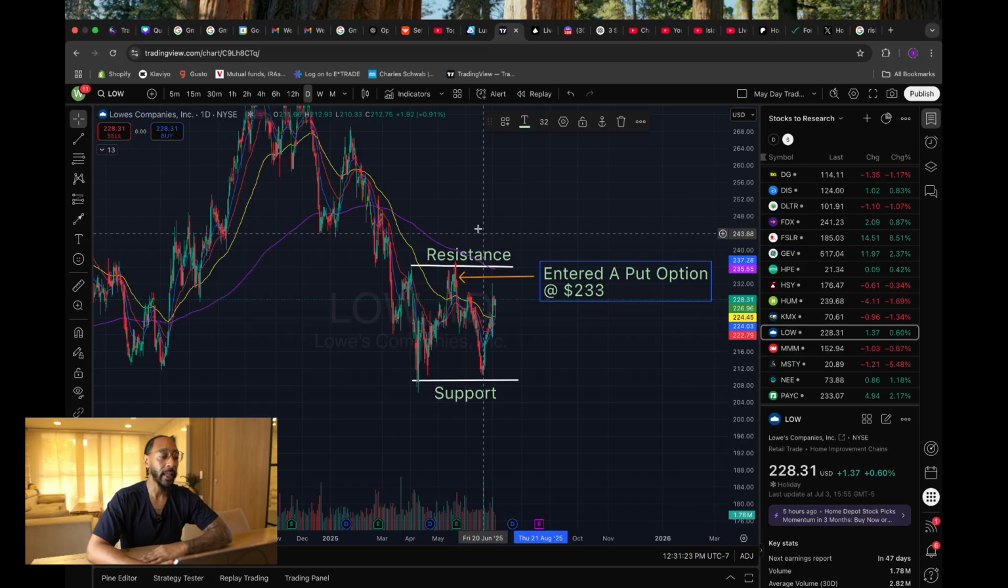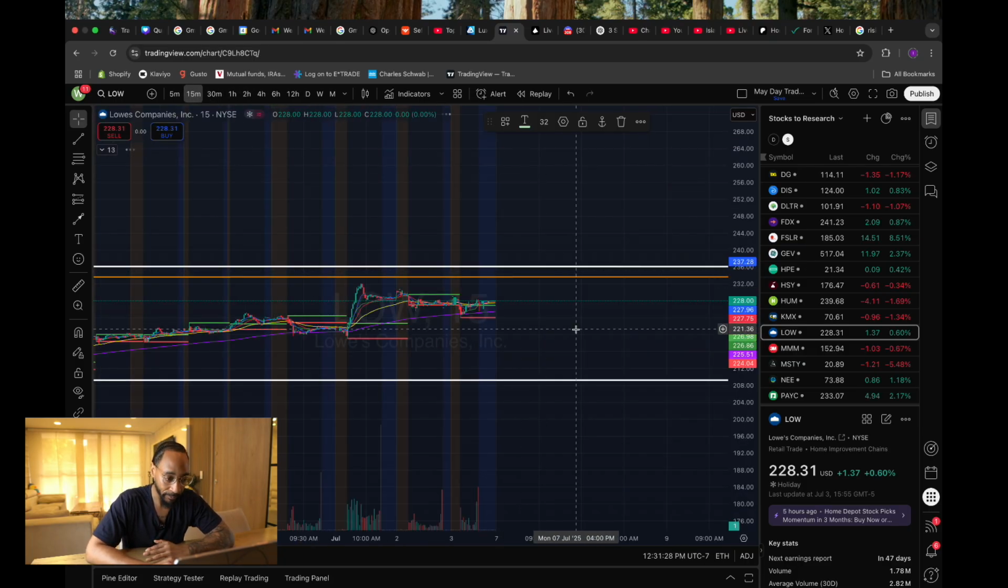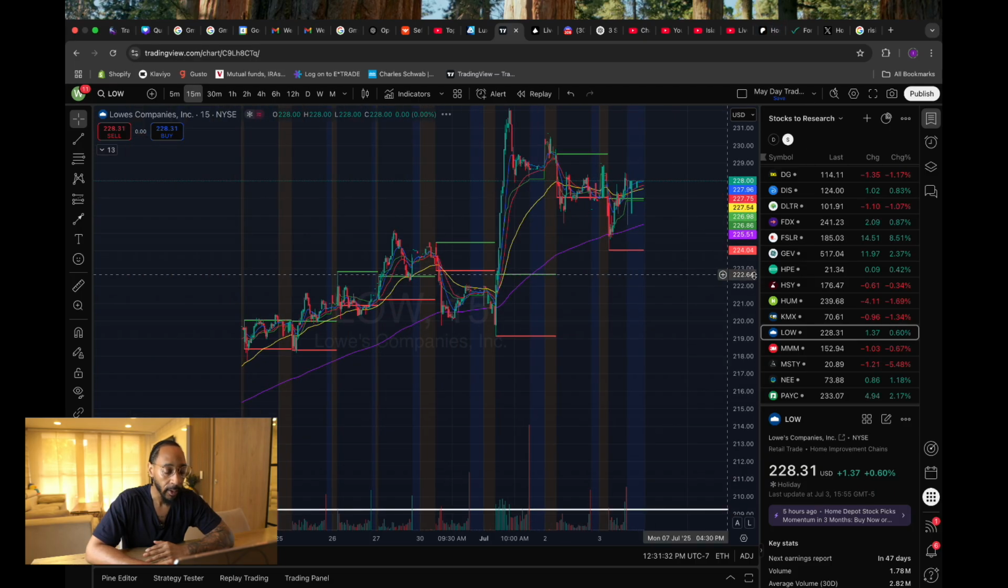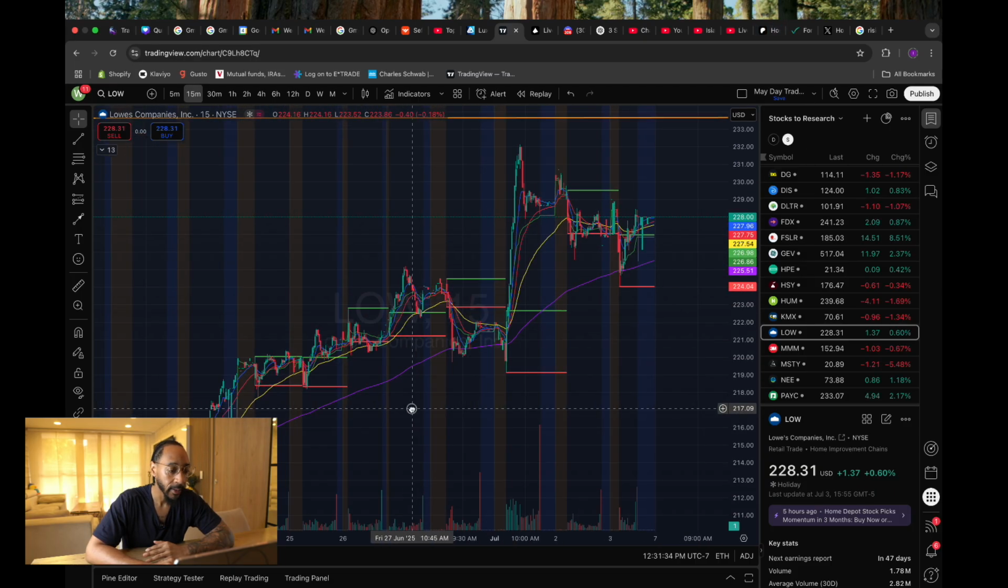Okay, let's look at it on the 15-minute time frame. Okay, so let's say the past couple days, we got a support level right here. So we got a support level right here.